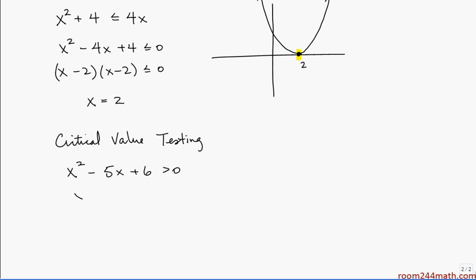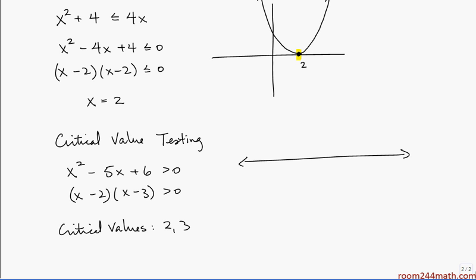Let's say we have x squared minus 5x plus 6 greater than 0. We could come up with the critical values any way we like. In this case, this factors quite nicely. And so you can get your critical values of 2 and 3. Now, you just simply take a number line and you plot those two critical values on the number line. When you have 2 points on a number line, you've divided the number line into 3 regions. You then test each of the 3 regions.